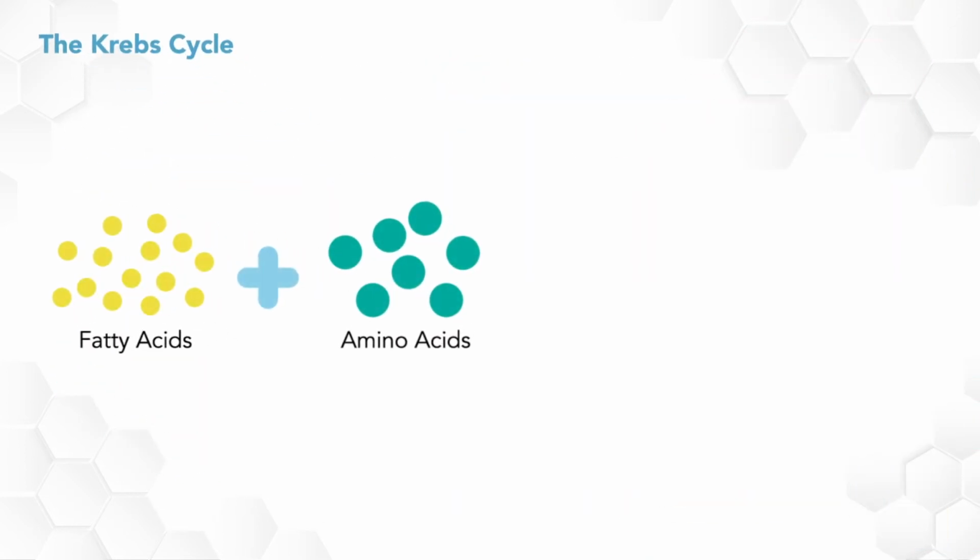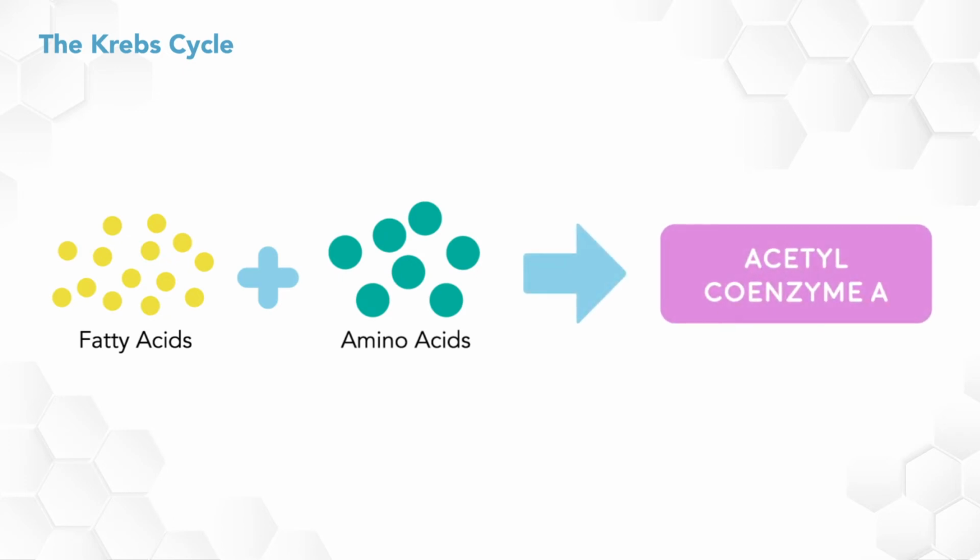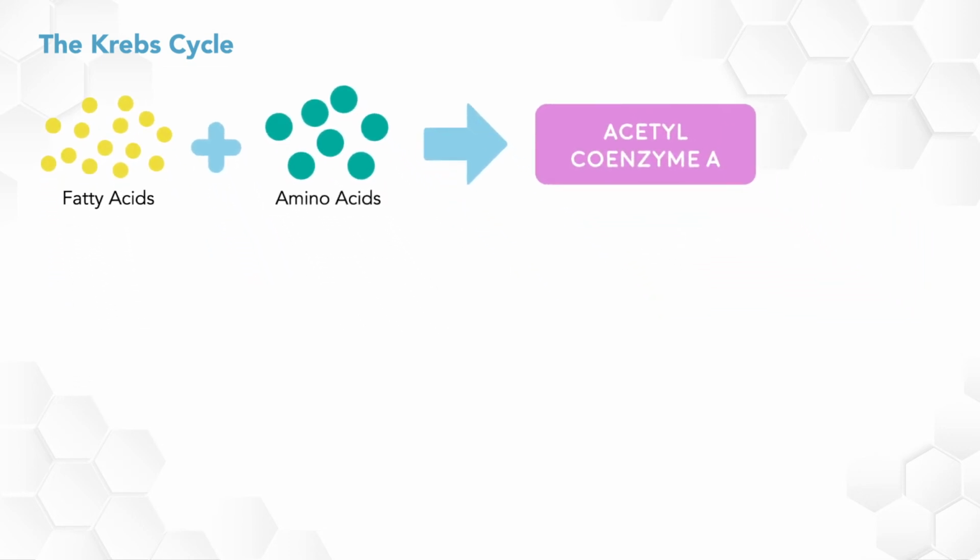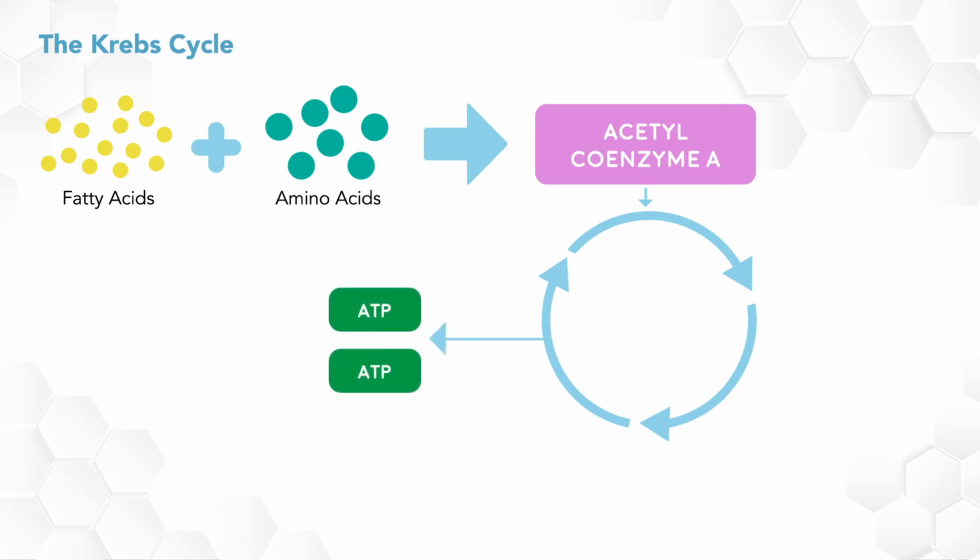Fatty acids from fats and amino acids from proteins are converted to acetyl coenzyme A through a series of complex chemical reactions. Along with the acetyl coenzyme A from glycolysis, they enter the Krebs cycle and are broken down. This results in ATP production, and the byproducts of carbon dioxide and hydrogen are produced.